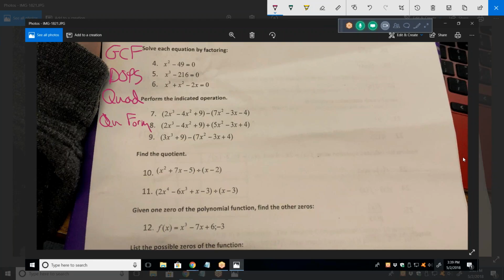No. Is that a perfect square? Yes. Is that a perfect square? Are they being subtracted? Yes. Then you have a difference of perfect squares. What is it? Difference of perfect squares. It's always x minus the square root of that times x plus that.